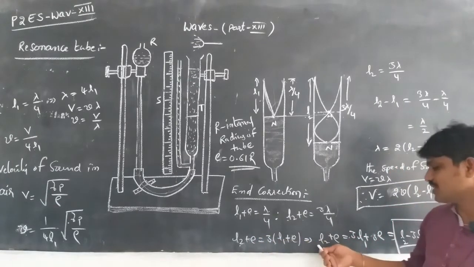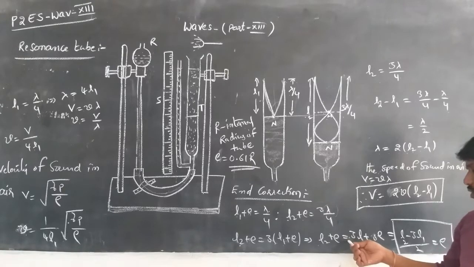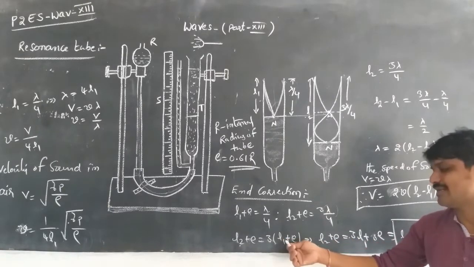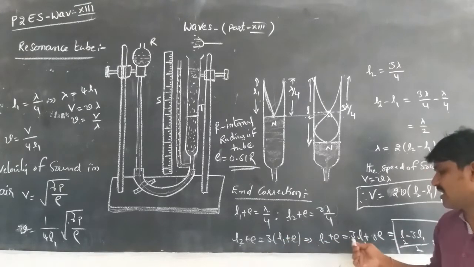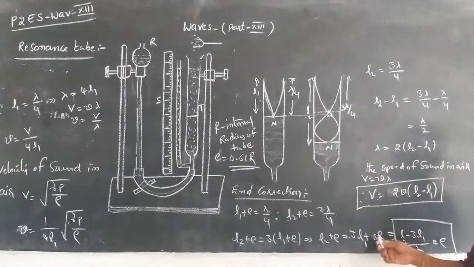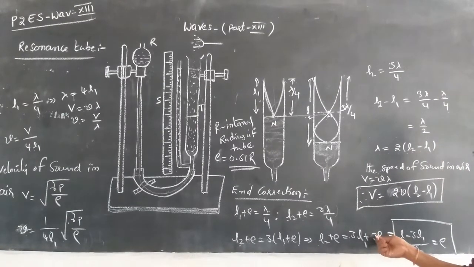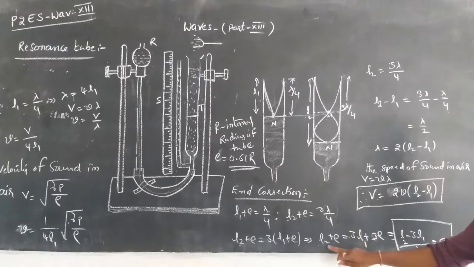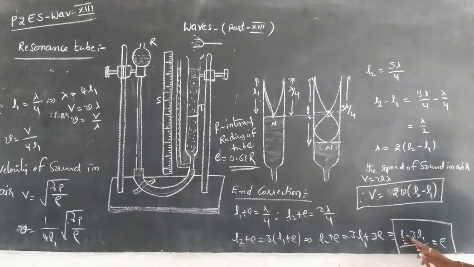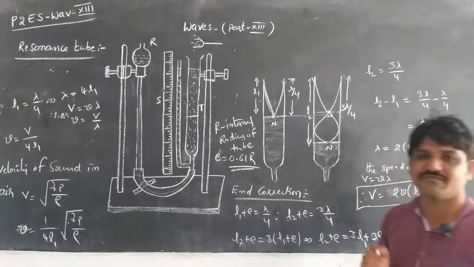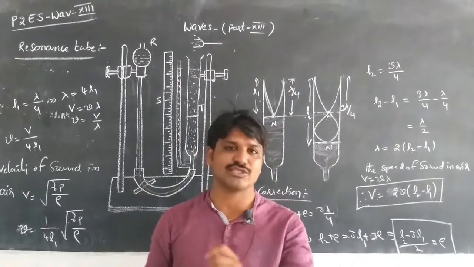By calculation, when we multiply inside, we get L2 plus E is equal to 3L1 plus 3E. Then, taking 3L1 to this side, L2 minus 3L1, and taking E to this side, 3E minus E gives 2E. So E is equal to (L2 minus 3L1) by 2. This will be the end correction formula in the resonance tube.